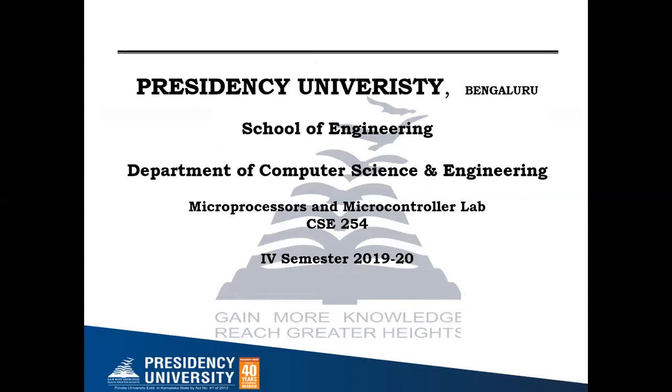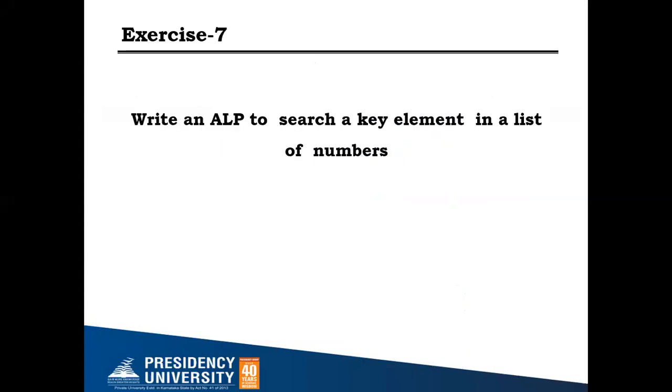Today in this lecture, I'm going to explain how to write an ALP to search a key element in the list of numbers. The searching method followed here is linear search. Linear search, also called sequential search, is a method for finding an element within the given list. It sequentially checks each element of the list until the desired element is found.